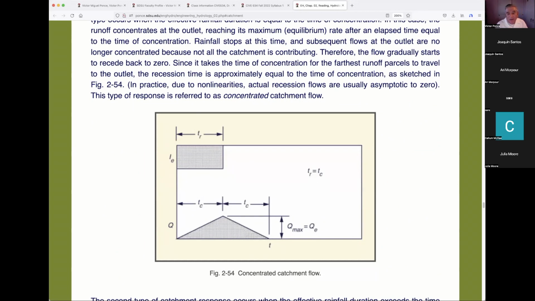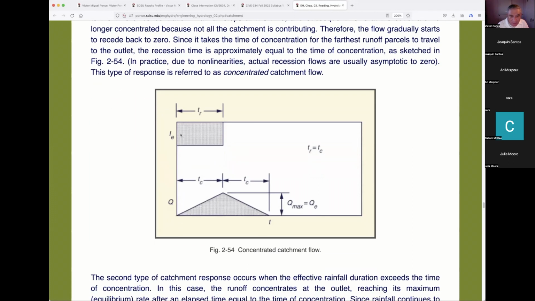This is the graph that depicts the functioning of the rational method. Constant rainfall intensity, effective rainfall intensity, a certain duration, and when that duration of the rainfall is equal to the time of concentration, it reaches a peak. And when it stops, it starts dropping, receding. It is not an isosceles triangle, but it is more or less a triangle. It goes up and it goes down. It will not have the perfect shape of a triangle, but that is the idea.